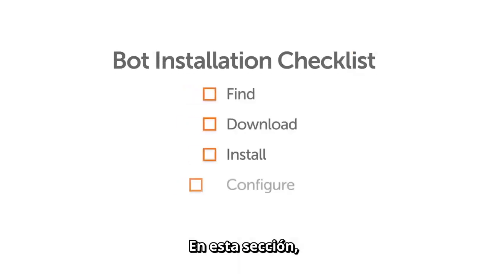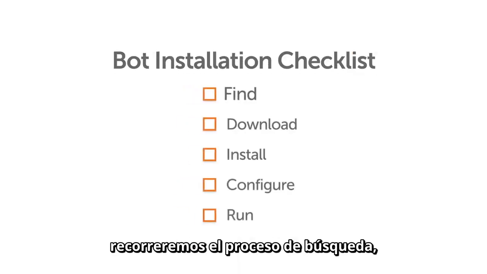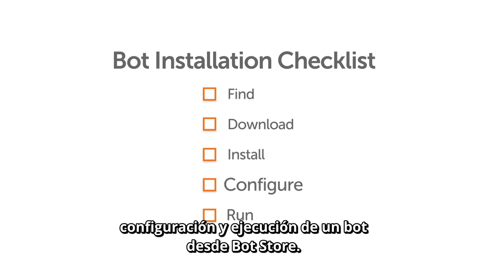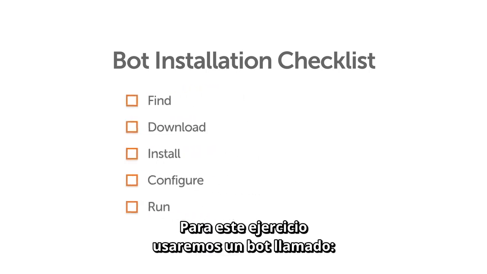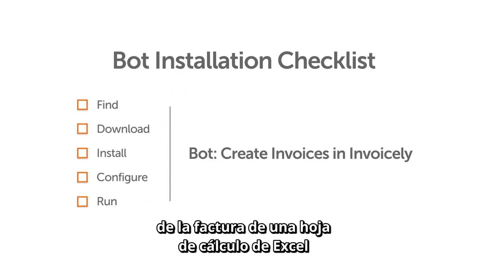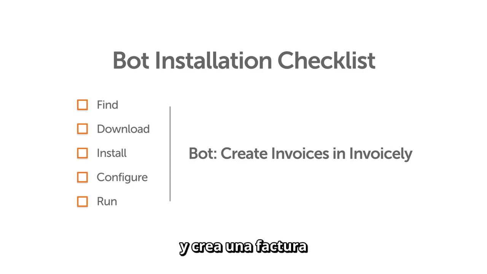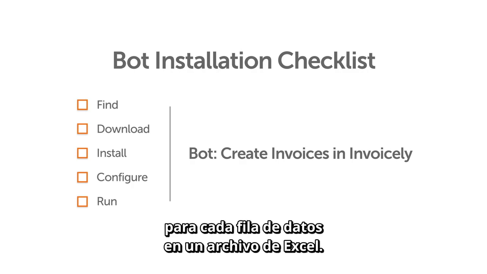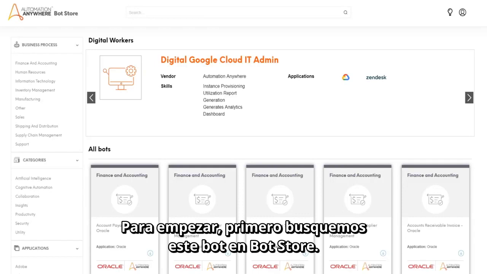In this section, we'll walk through the process of finding, downloading, installing, configuring, and running a bot from the Bot Store. For this exercise, we'll use a bot called Create Invoices in Invoicely. This bot reads invoice information from an Excel spreadsheet and creates an invoice for every row of data in an Excel file. To get started, let's first find this bot in the Bot Store.